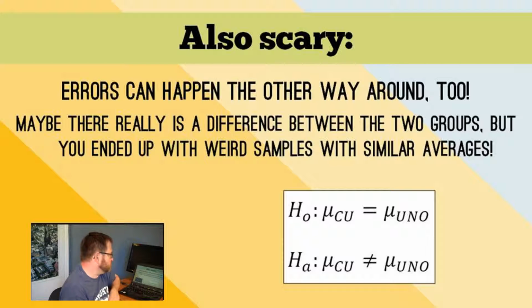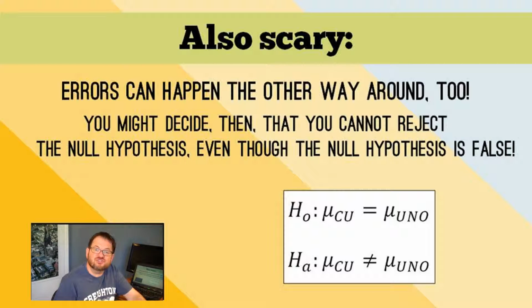But errors can happen the other way around too. Maybe there really is a difference between Creighton students. Let's say Creighton students really are taller than UNO students, okay? But maybe we ended up with some weird sample. Even though Creighton students are actually usually a little bit taller, we just happen to get a couple of shorter Creighton students, and maybe we just happen to get a couple taller than average UNO students, and in fact we ended up not being able to reject the null hypothesis because the averages turned out pretty close to each other, even though there really is a difference in the height between the Creighton students and the UNO students. That's bad. You might decide you couldn't reject the null hypothesis that they're the same, but they're not the same.